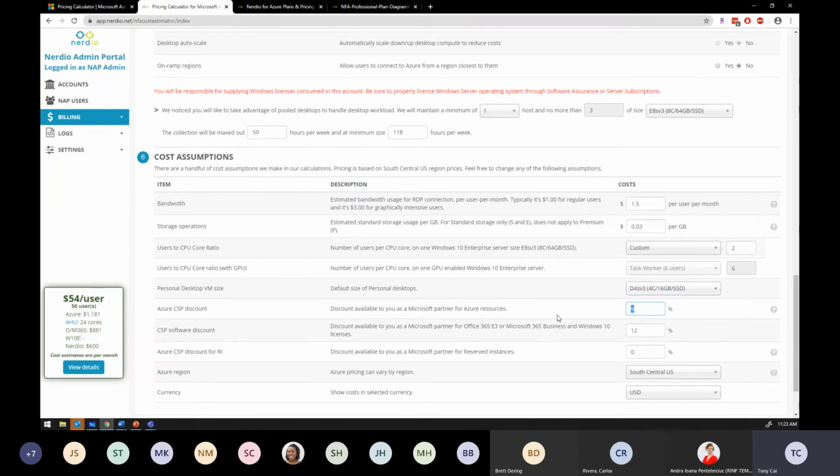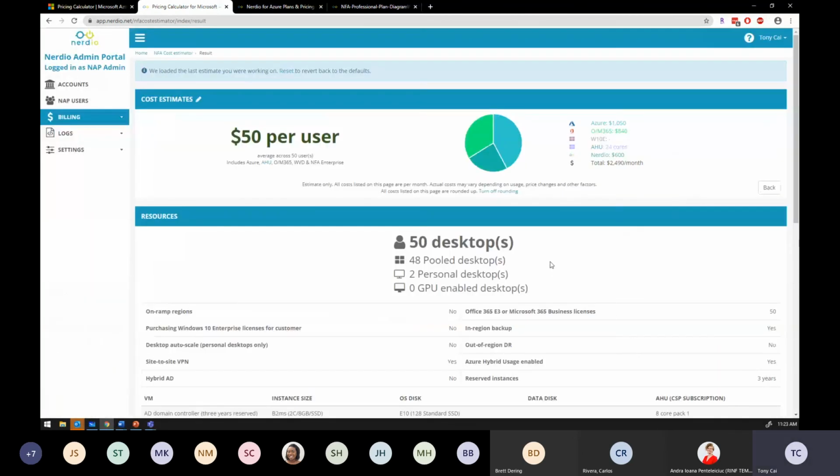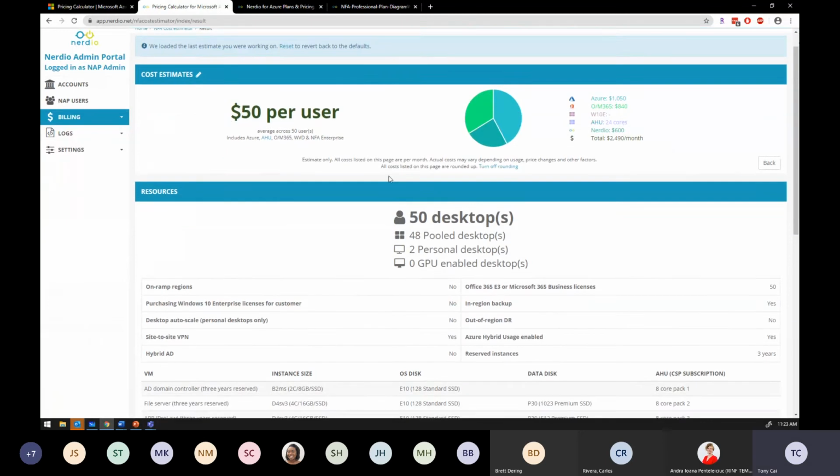So let's say we got 12% off of Azure, 16% off of Office 365, and let's say 13% off of your reserve instances from your distributor, right? So it's going to calculate that percentage discount into this. You pick your region. So let's pick US East, for example. And then click View Cost. And it's going to give you a cost per user for this entire infrastructure, right?